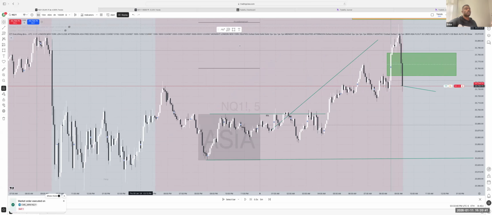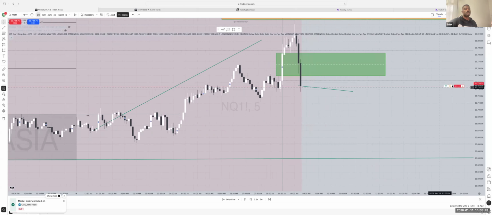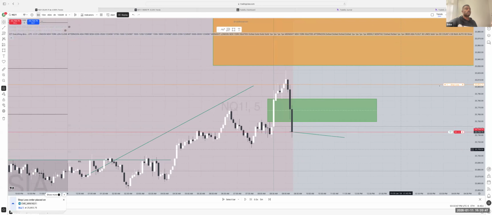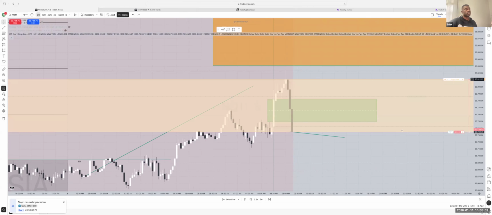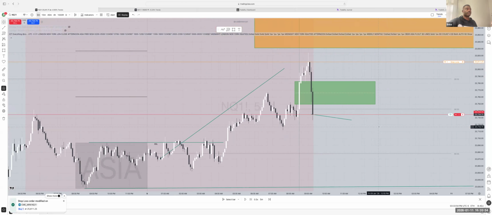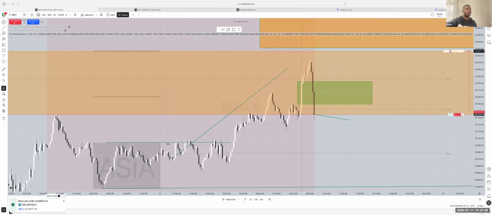Sorry if that blasted in here. So stop loss was going above the high of the day, or at least the high of these fair value gaps, which is about the same thing as the high of the day.